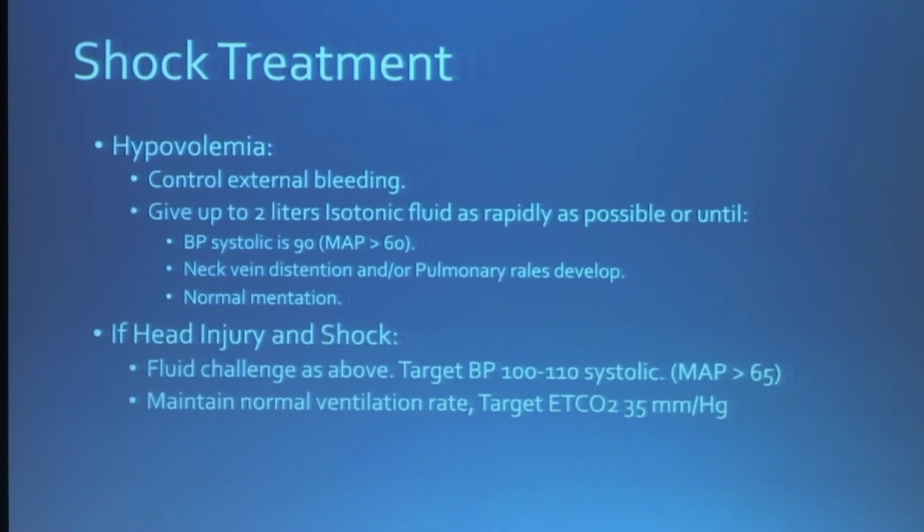Now, if they're hypovolemic from trauma, or from other fluid losses, GI fluid losses, etc., then with your 2 liters of isotonic fluid, you want to stop, obviously, if they get pulmonary rales or neck vein distension. And if they have normal mentation, that's a good sign that their blood pressure is up enough. We don't sit them up to check to see if they're orthostatically hypotensive at that point.